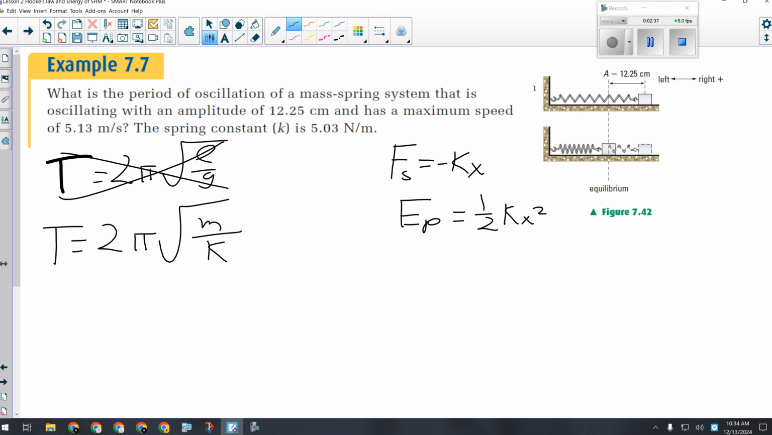Okay, so look at your givens, look at what you have, and the things that we have covered, and see if you can find the 2 steps you need to do to get to the period of the mass on a spring. Okay, I'll give you a few minutes with that.